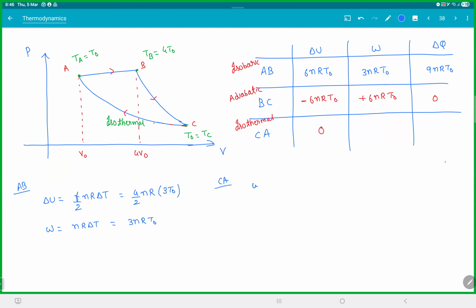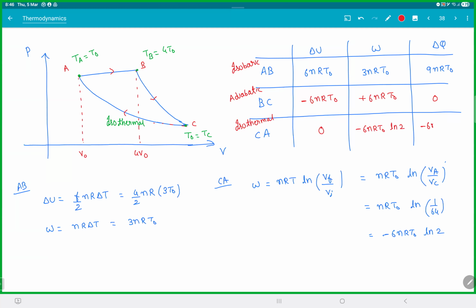So C to A, the work done will be nRT ln V final by V initial. So this is nRT naught ln, when you go from C to A, volume at A by volume at C. That will be ln 1 by 64, because VC is 64 V naught, and that will be 2 power minus 6. So minus 6 nRT naught ln 2. So this is minus 6 nRT naught ln 2, and this also will be minus 6 nRT naught ln 2.